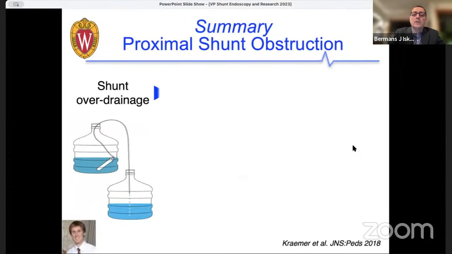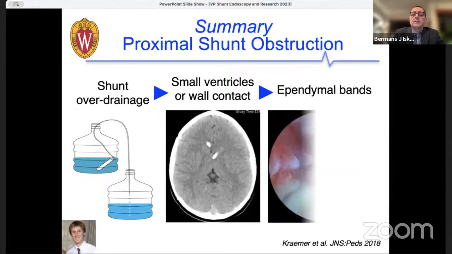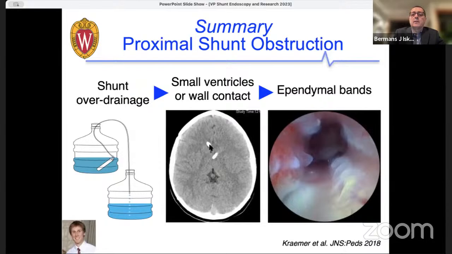So our hypothesis then, based on our observations, is that there is chronic shunt overdrainage in most kids who are shunted. The ventricles collapse, and especially the ventricle that is surrounding the catheter where the holes of the catheter are. They form these ependymal bands that obstruct the catheter either temporarily or permanently.